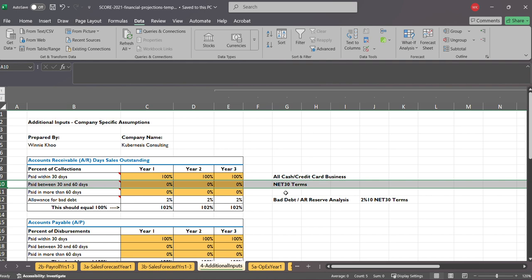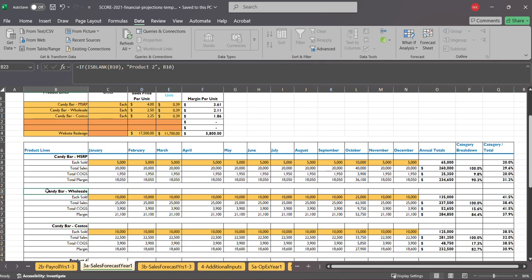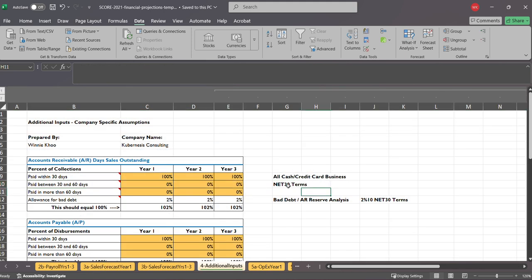Now, if you are a CPG that works with wholesalers or Costco, you likely will have what's called net terms with the customers. When you make the sale, this is how long you have given your customers to remit payment on those invoices. And net 30 is the most common net terms that you'll have as a business. So that's in this section.